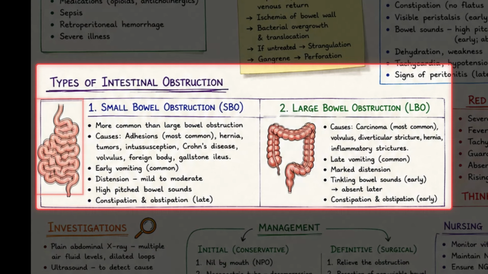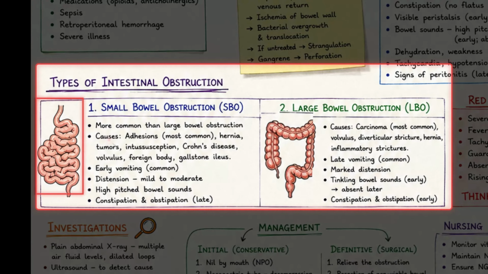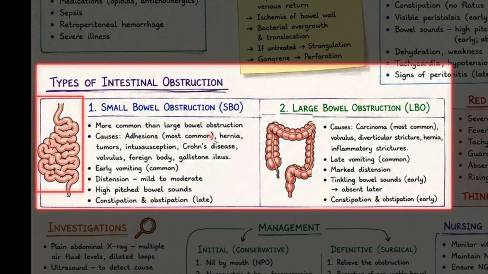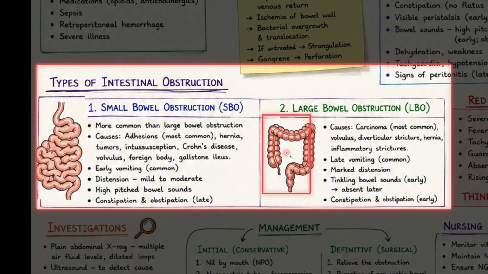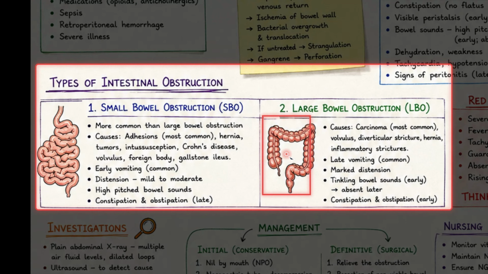Differentiating small bowel obstruction from large bowel obstruction is a critical clinical skill. Small bowel obstruction is significantly more common, accounting for roughly 80% of all bowel blockages. The leading etiology in SBO is postoperative adhesions, followed closely by incarcerated hernias.